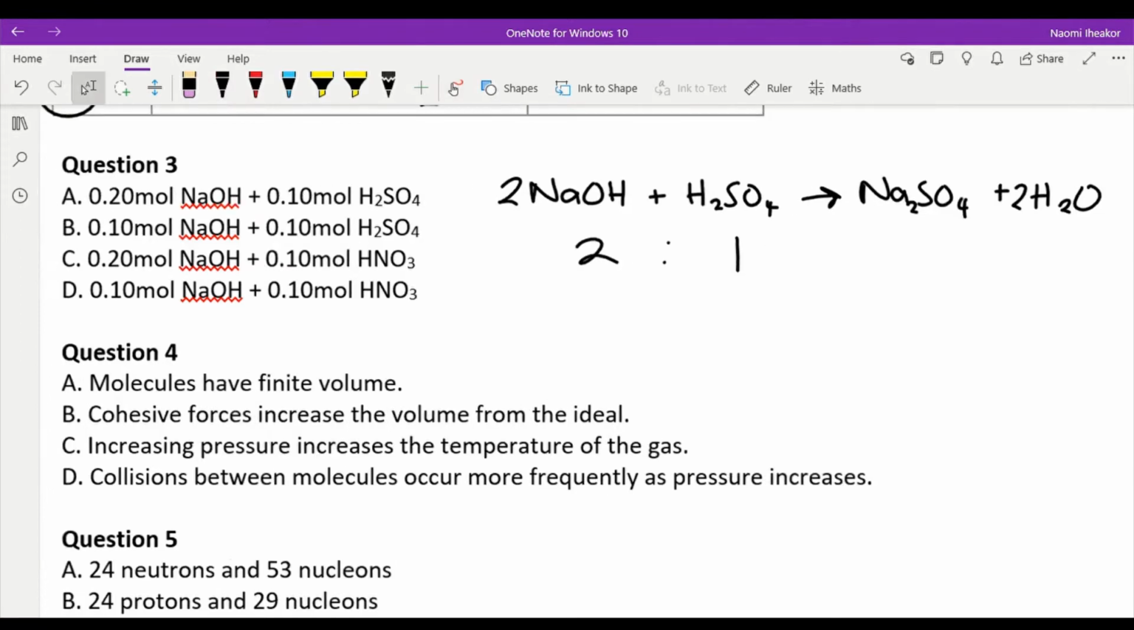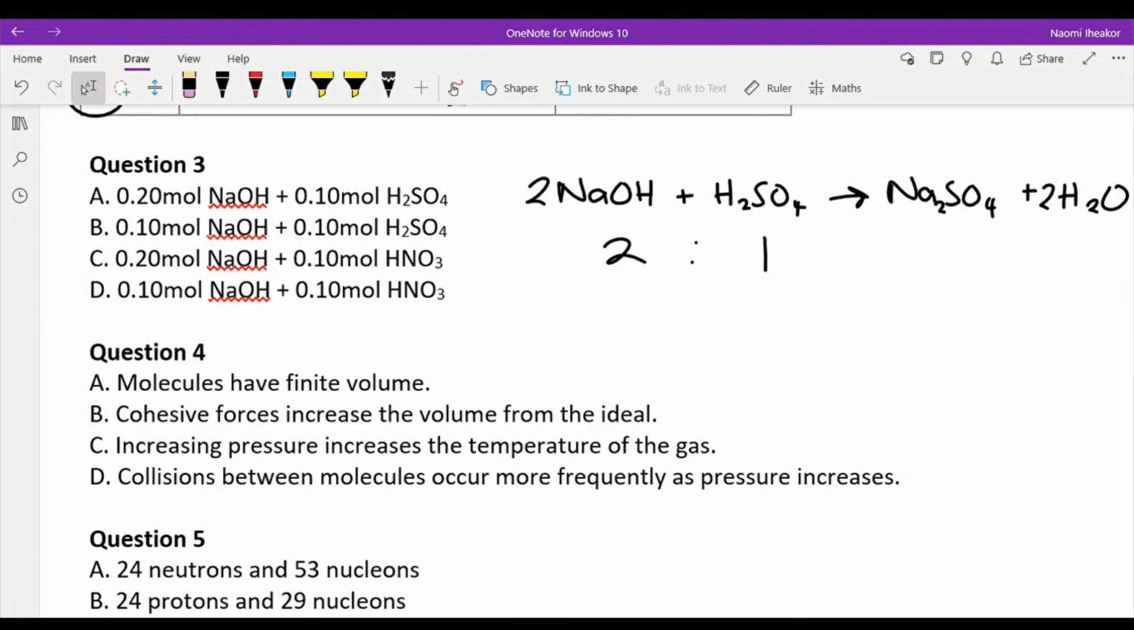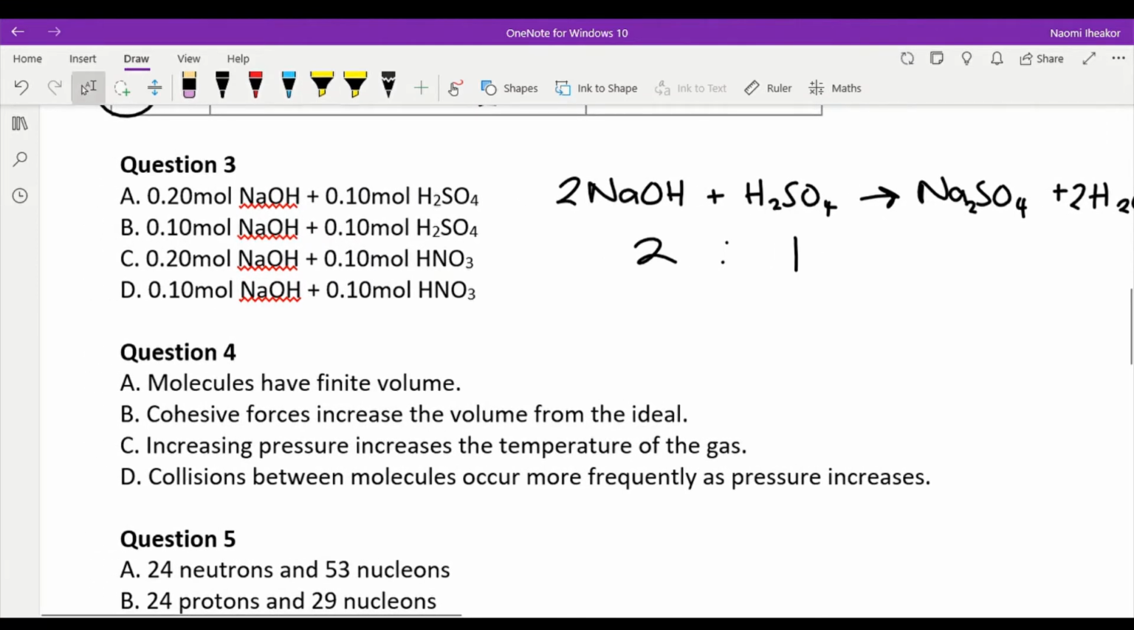So let's have a look at our options. A, we've got a 2-to-1 ratio because we've got 0.2 to 0.1. So that checks out. So A is not the correct answer because we're looking for when we don't have enough sodium hydroxide, or when sodium hydroxide is a limiting reagent, which looks like it'll be B, because we see here we've got a 1-to-1 ratio when we're supposed to have a 2-to-1 ratio. So therefore, in B, our sodium hydroxide is our limiting reagent, so that's our correct answer.